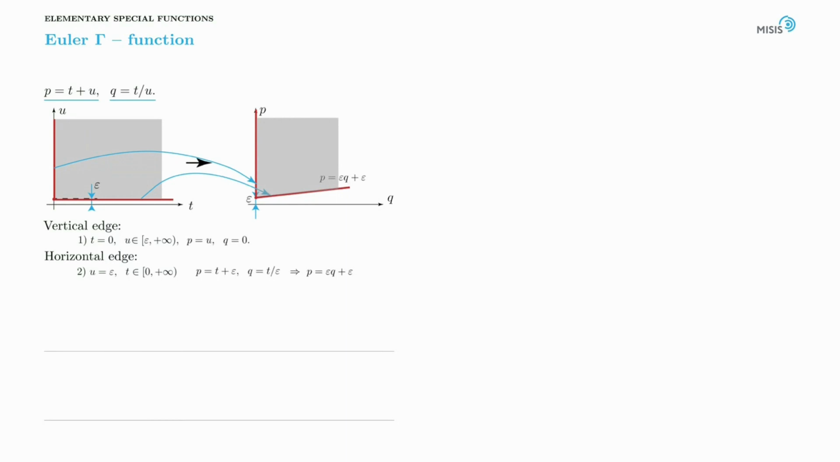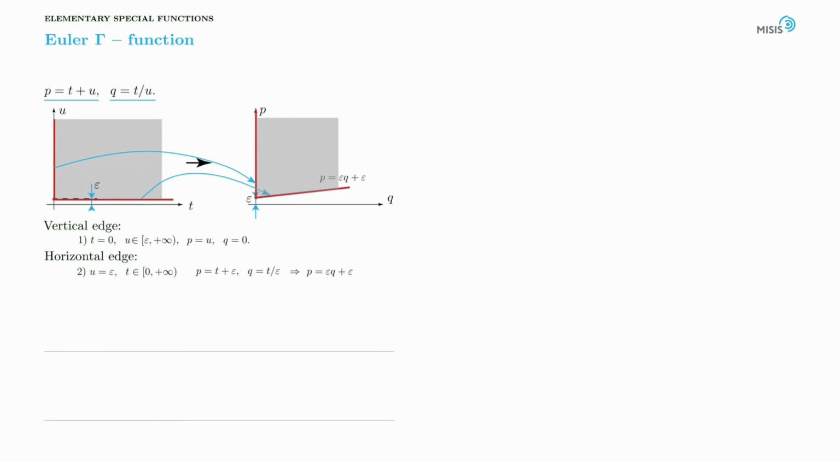We plug these conditions into our variable change and get the parametric equation for the image. P is equal to u and q is equal to 0. Here u, as before, plays the role of the parameter. So the image is just the same vertical line stretching from epsilon to plus infinity.